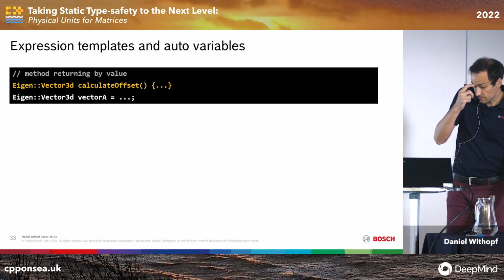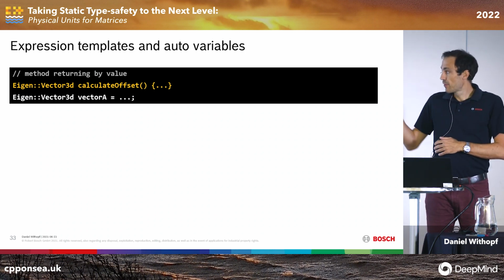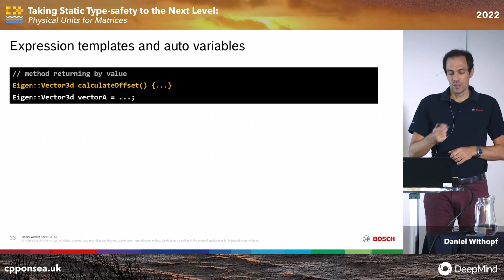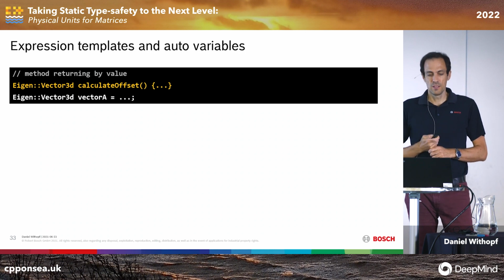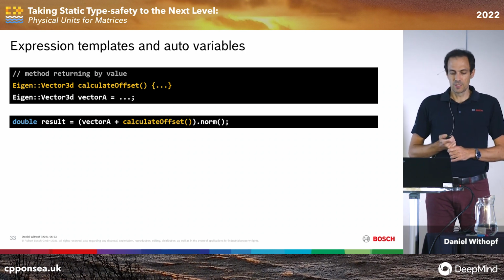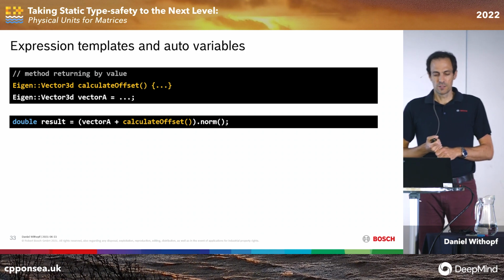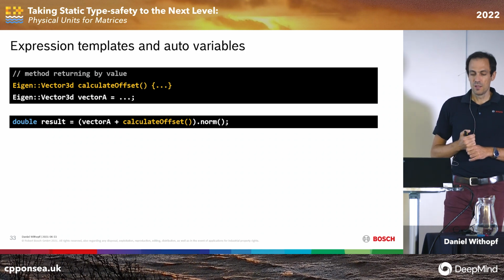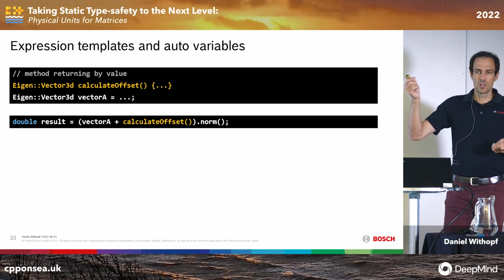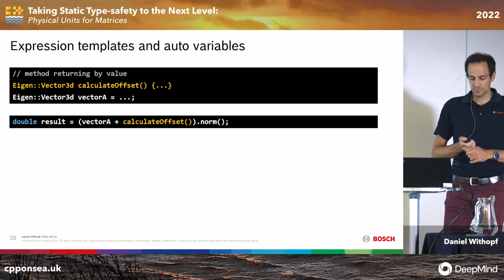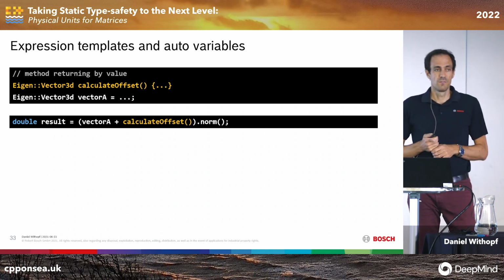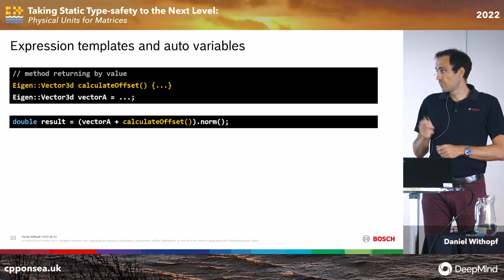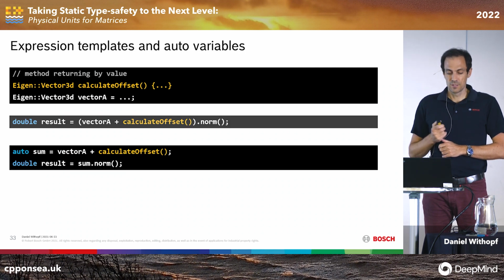So let's assume that we have an Eigen method, calculateOffset, that returns an Eigen three-dimensional vector by value. Then we also have a pre-existing vector A, just a variable that we declared. Now we can easily write code where we add vector A to the result of calculateOffset, and afterwards we call the norm method to determine the length of the resulting vector. This operation is perfectly valid. Everything is fine like this, but there's an easy way how we can change this. Just a small change and we get a dangling reference.